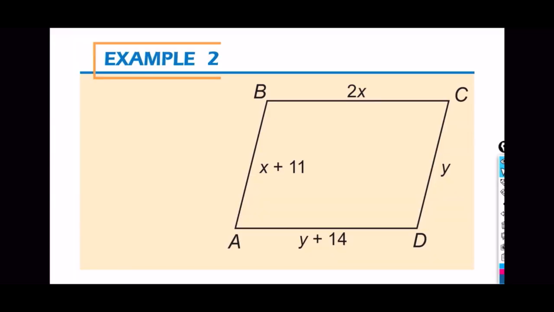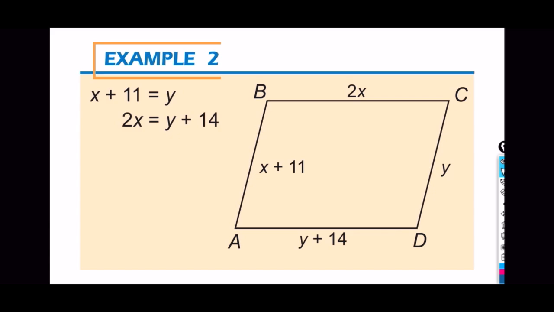Example 2b shows you a quadrilateral with algebraic expressions for each of its side lengths. However, this one requires a little more work than example 2a did, because the opposite sides don't use the same variables. Nevertheless, it can be done. For this to be a parallelogram, the opposite sides, both pairs, must be congruent. That means that x plus 11 must be equal to y, and 2x must be equal to y plus 14.